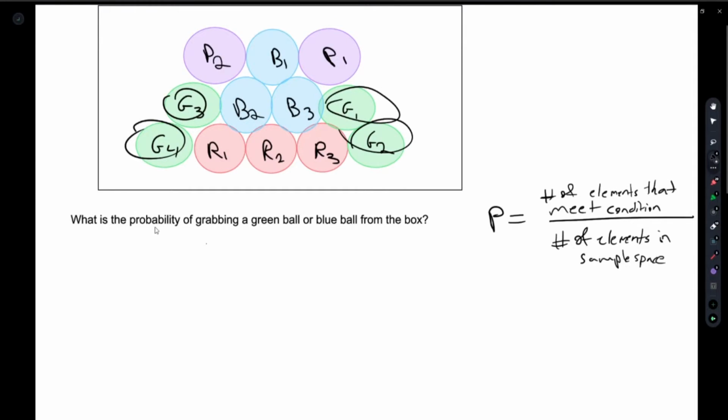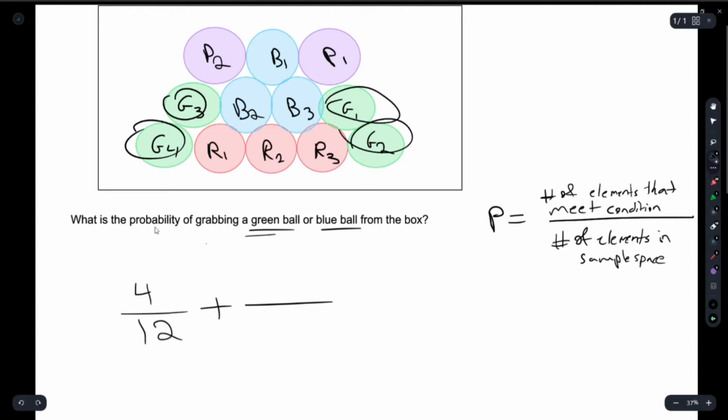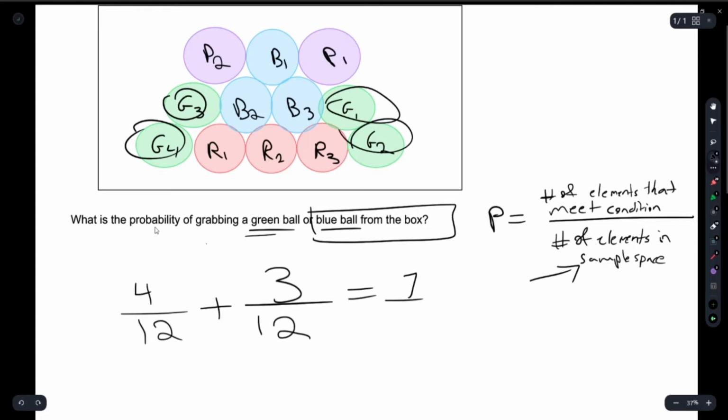Okay, for our third question, what is the probability of grabbing a green or blue ball from the box? When they say or, you add the probabilities. So you get this probability first, and then that probability, then add them together. The probability of a green ball is 4 over 12. We did this in the previous question. And then for a blue ball, the number of elements in the sample space is 12, already discussed. There are 3 blue balls in the box, so it will be 3. So it's 7 out of 12, and that's the probability of a green or blue ball.